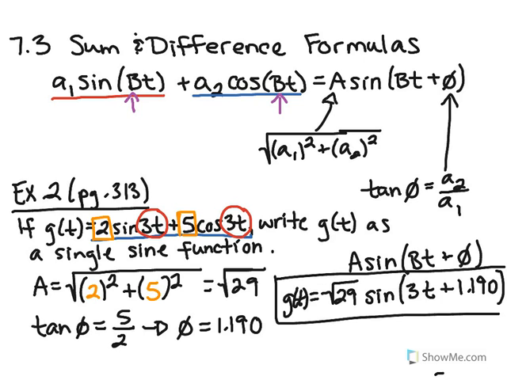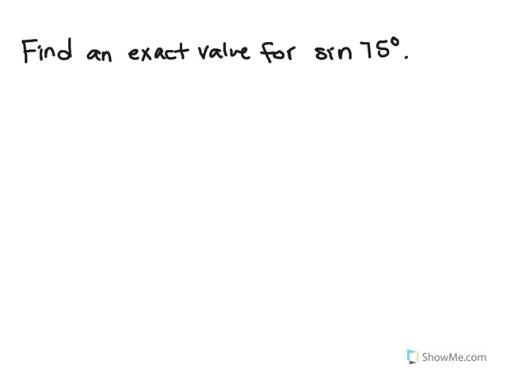Alright, so let's take a look at what else we have. Let's take a look at a problem like this. This is something else out of this section, and we're finding exact values for values that are not on our unit circle. Values that are not easy to find. So in this case, it's like the sine of 75 degrees.